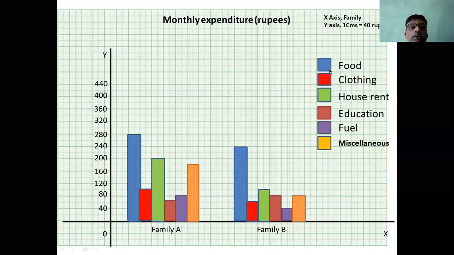Use different colors, like this, and you show the index: Family A, Family B. This is a multiple bar diagram. Okay, I'll solve this same problem for the component bar diagram or subdivided bar diagram.